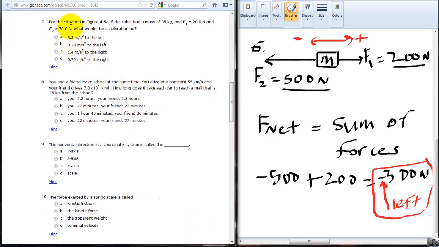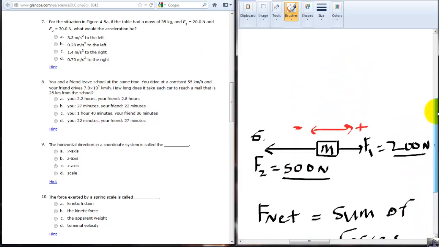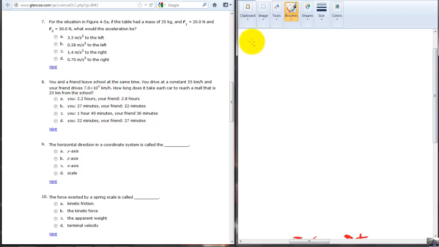For number 7, for the situations shown in this figure, if the table has a mass of 35 kilograms and F1 is 20 newtons and F2 is 30, what would be the acceleration? Okay, let's just make up a problem based on that information. So number 7. A table has a mass of 35 kilograms. So here's our table, 35 kg.